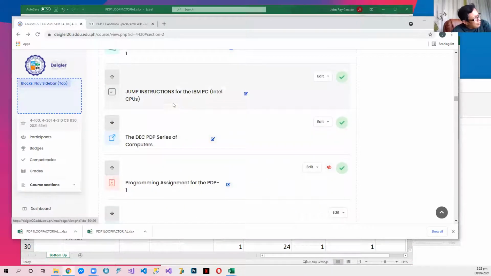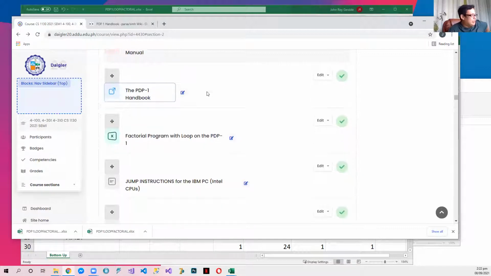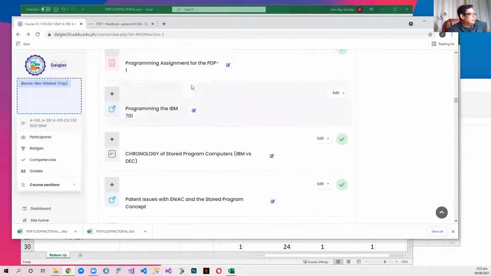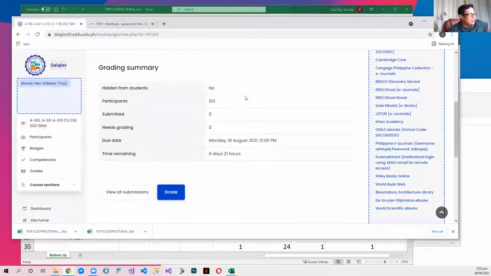However, in the IBM PC nowadays, there are so many jumps, no? So you will not have a problem structuring your loop, whether bottom-up or top-down, because there are so many jumps, unlike in the IAS and the analytical engine, where there's only one type of conditional jump. Okay? So you now have a programming assignment for the PDP-1. It's easy, no? Write a program to compute the average of the first 3 numbers with a loop and give a trace. Do you follow? This is due on August 16.